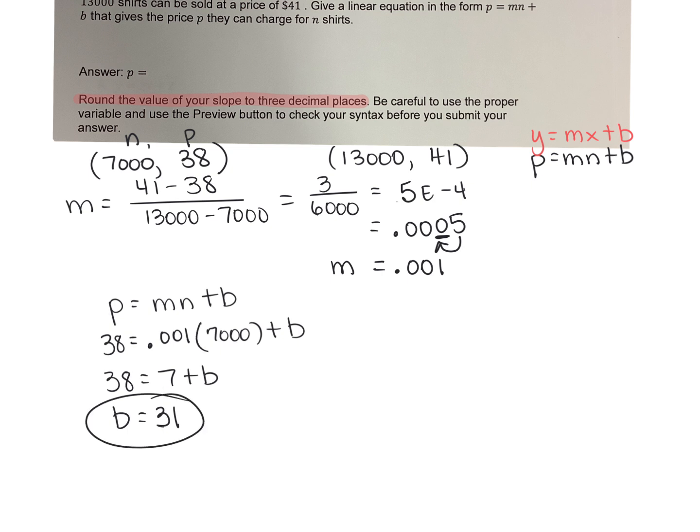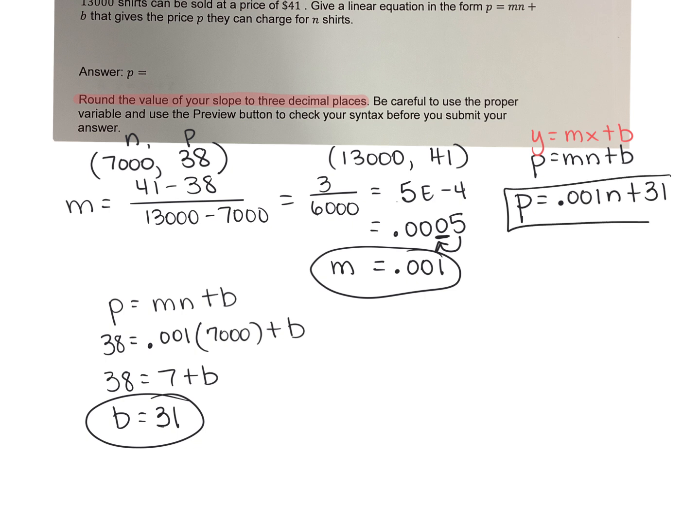So I'm taking this y-intercept and I'm taking this slope and I'm plugging it into this equation. You have to be very careful that you are checking to make sure that you use the proper variables, not y and x, but p and n. And this would be the equation that they're looking for.